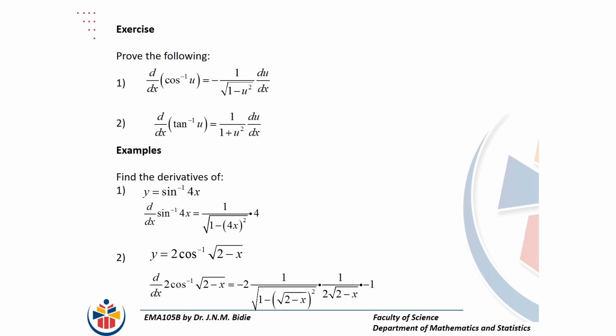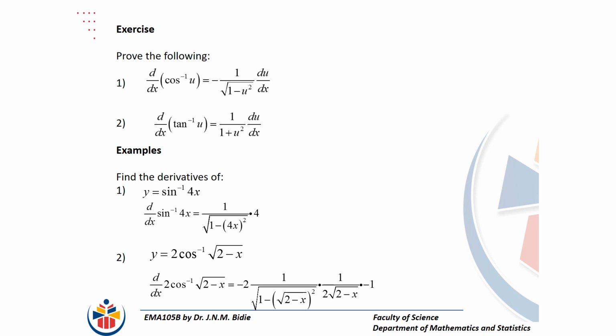multiplied by 1 over the square root of 1 minus the argument of arc cos, which is the square root of 2 minus x, all squared, multiplied by the derivative of the square root of 2 minus x. And we know the derivative of the square root always gives us 1 over 2 square root. Okay? And then the argument of the square root is 2 minus x. We place it as it is, and we multiply that by the derivative of the argument of the square root. Don't forget that.